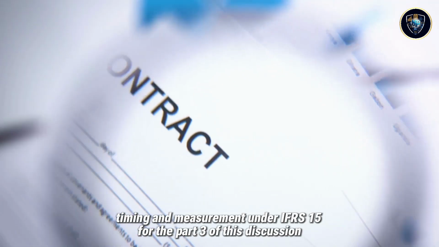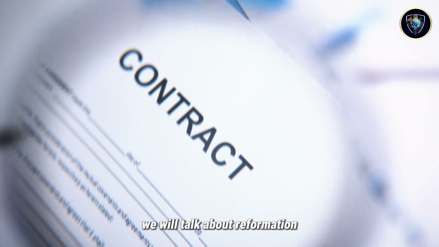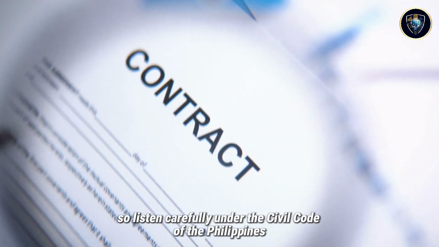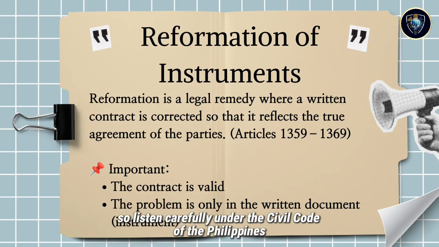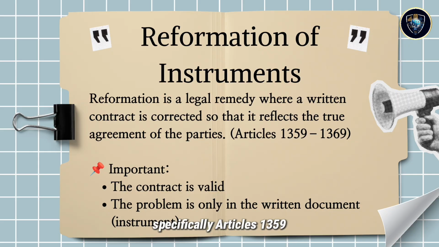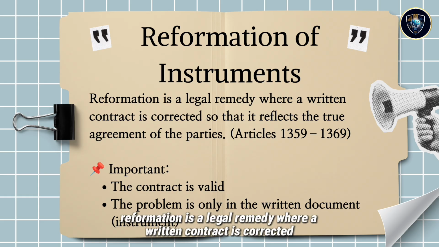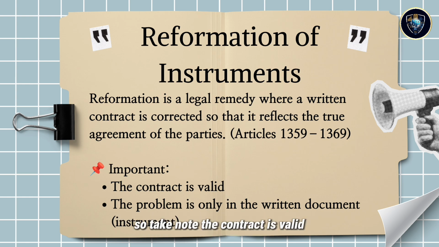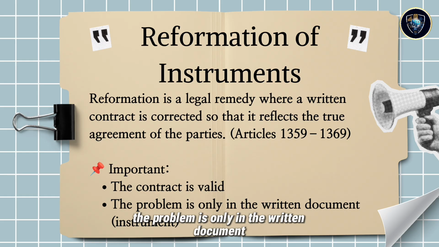For part 3 of this discussion, we will talk about reformation. This is a concept students often confuse with annulment, so listen carefully. Under the Civil Code of the Philippines, specifically Articles 1359-1369, reformation is a legal remedy where a written contract is corrected so that it reflects the true agreement of the parties. So take note, the contract is valid. The problem is only in the written document.